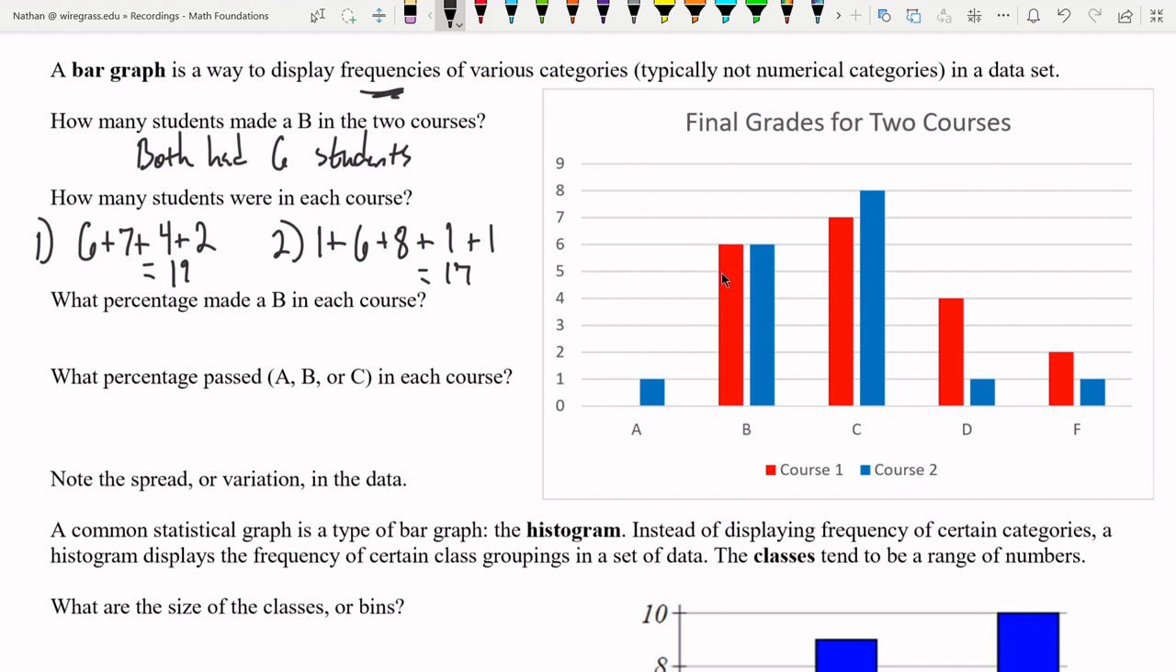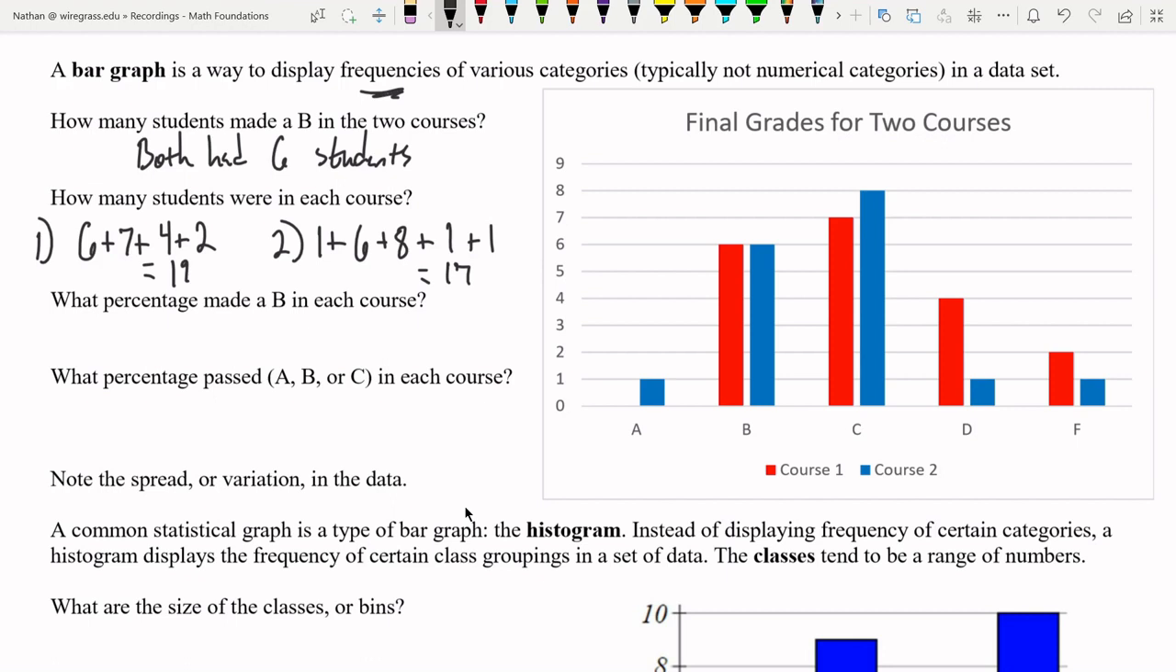You can, of course, do this individually, right? This is going to be 6 for the red, 6, 7, 4, and 2. And then for this, it's going to be 1, 6, 8, 1, and 1.